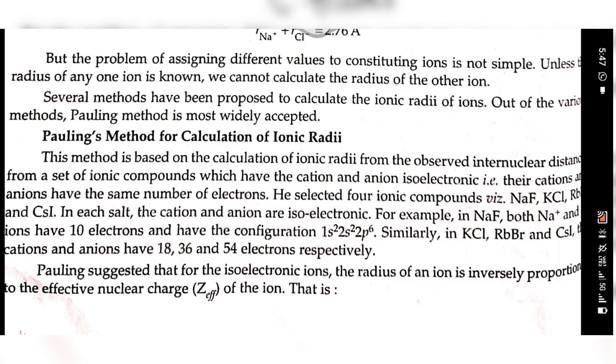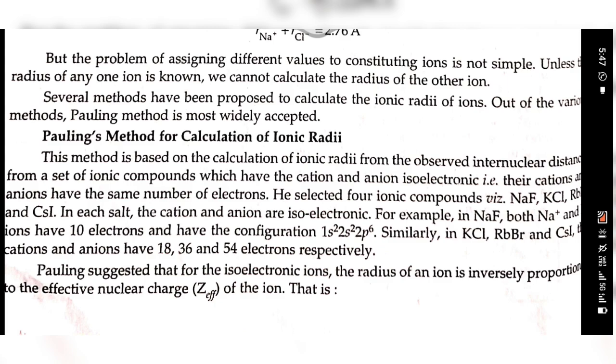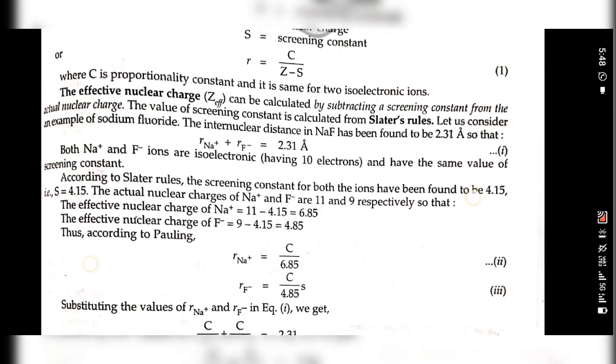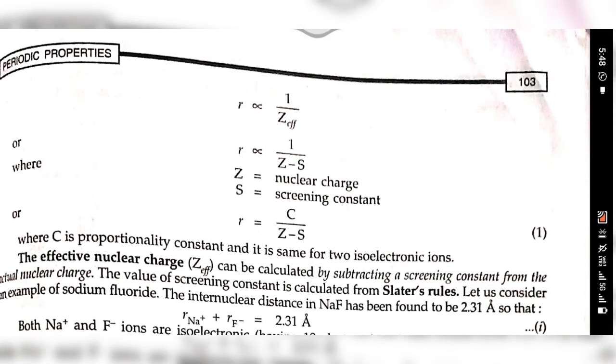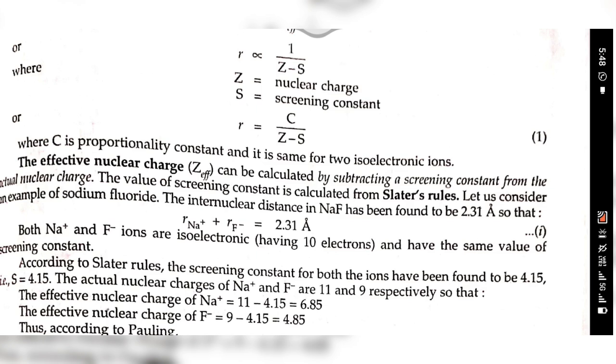Pauling suggested that for isoelectronic ions, the radius of an ion is inversely proportional to the effective nuclear charge Z effective of the ion, that is, r is inversely proportional to Z effective. Z effective is equal to Z minus S, where Z is the nuclear charge and S is the screening constant. So r equals C upon Z minus S, where C is the proportionality constant and it is the same for two isoelectronic ions. The effective nuclear charge can be calculated by subtracting a screening constant from the actual nuclear charge. The value of screening constant is calculated from Slater's law.